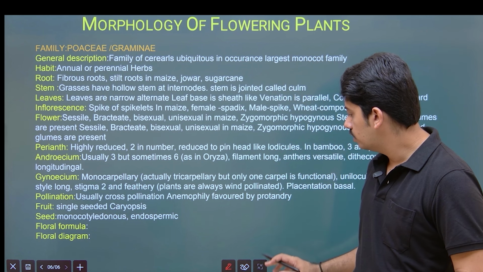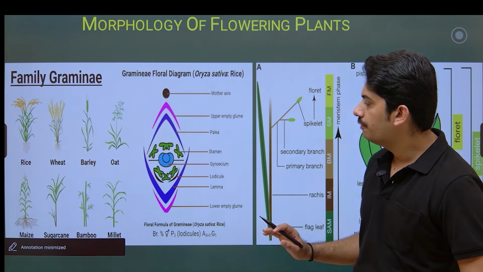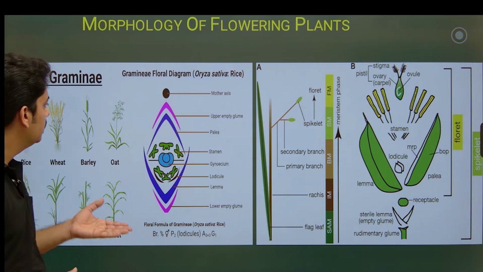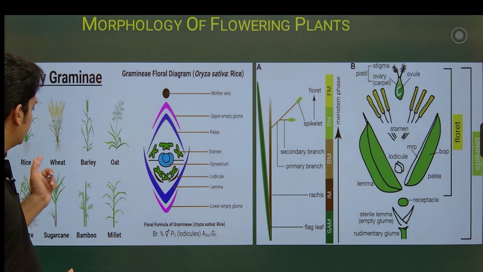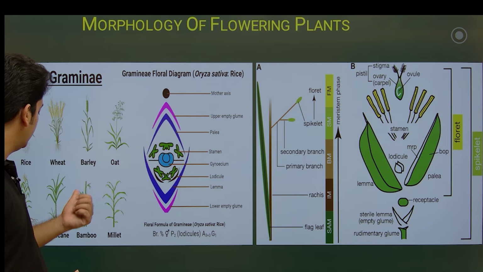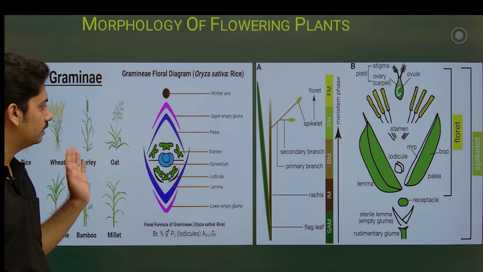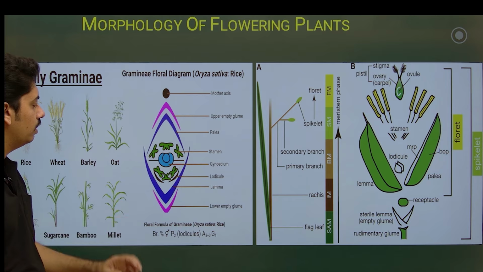Now let us move on to floral formula and floral diagram. This is a very important slide. Just observe, here some examples are given: rice, wheat, barley, oat, maize, sugarcane, bamboo, millet. These are the examples. And here you can see the floral formula.